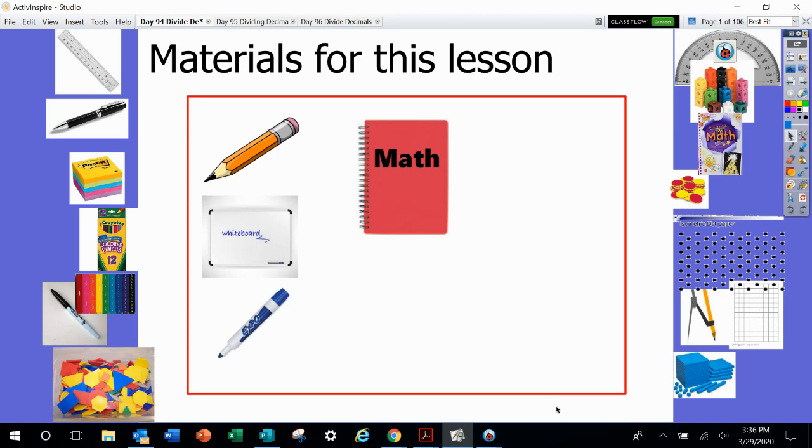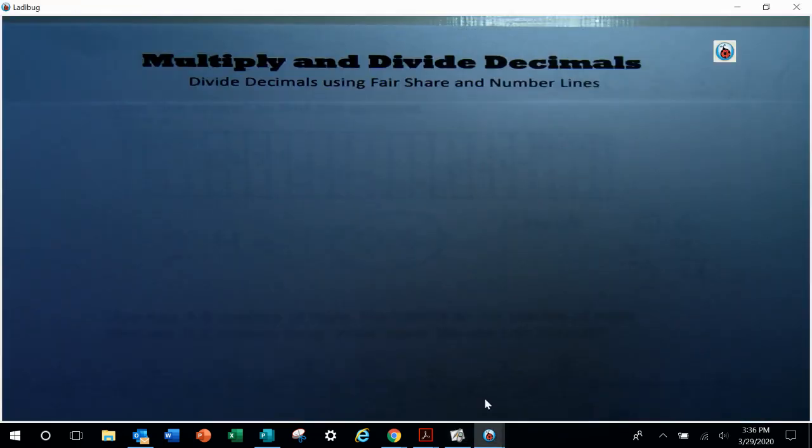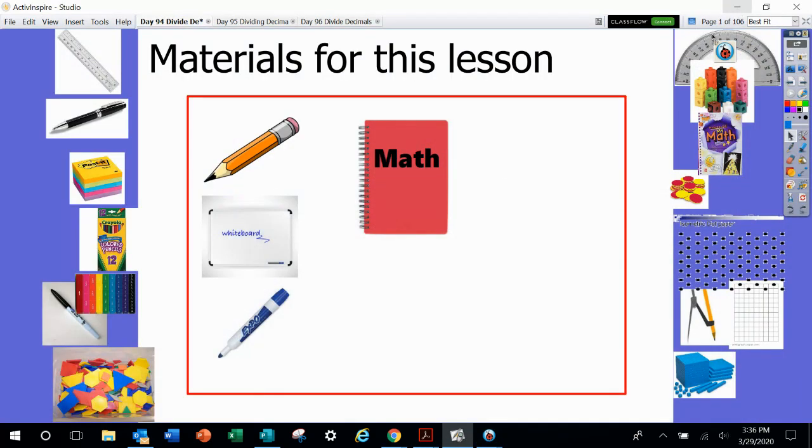Hello again. Welcome to our math lesson for today. Please make sure that you have your math notebook with you, a piece of paper or a whiteboard to try out some problems, and a pencil. Okay? You should have the notes page that's titled Divide Decimals Using Fair Share and Number Lines.